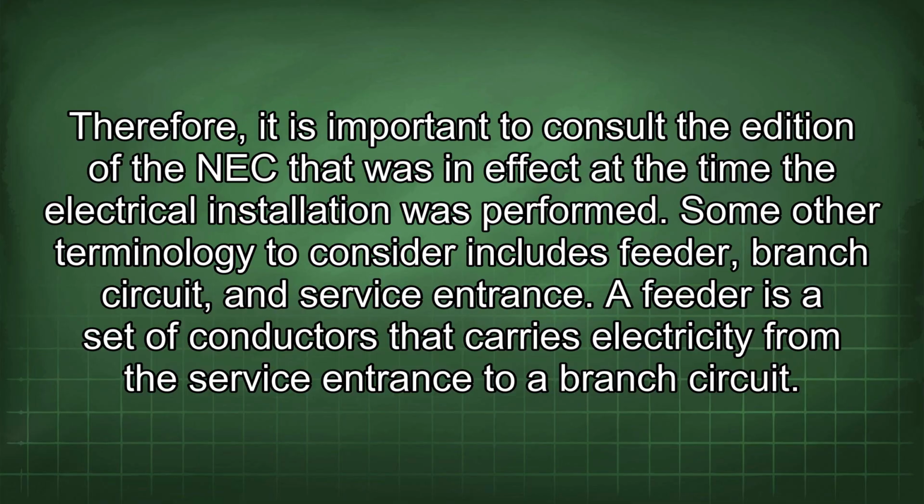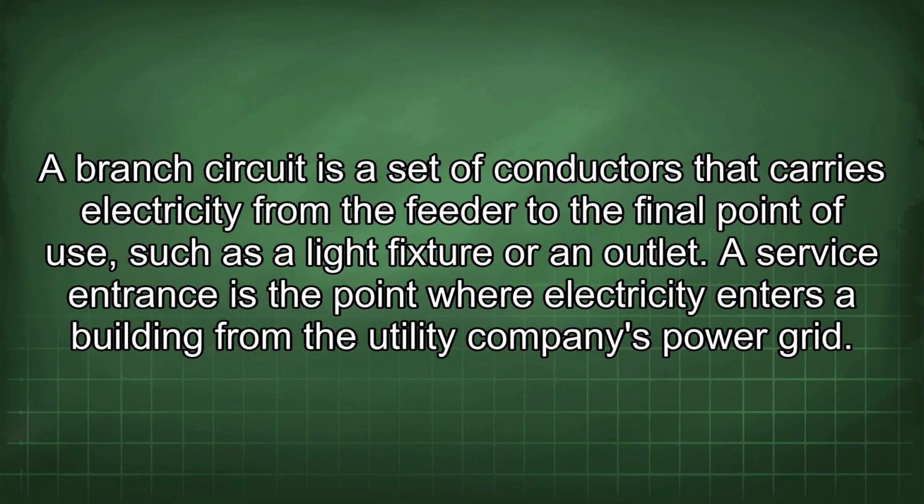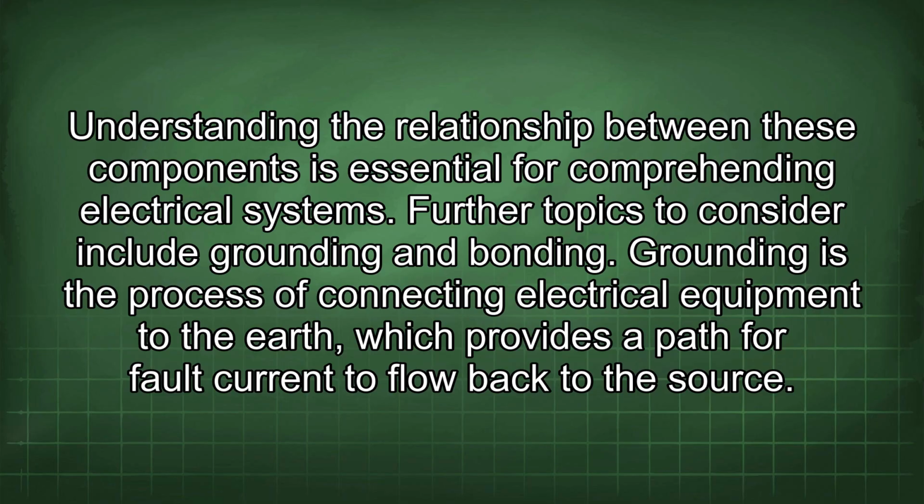Some other terminology to consider includes feeder, branch circuit, and service entrance. A feeder is a set of conductors that carries electricity from the service entrance to a branch circuit. A branch circuit is a set of conductors that carries electricity from the feeder to the final point of use, such as a light fixture or an outlet. A service entrance is the point where electricity enters a building from the utility company's power grid. Understanding the relationship between these components is essential for comprehending electrical systems.